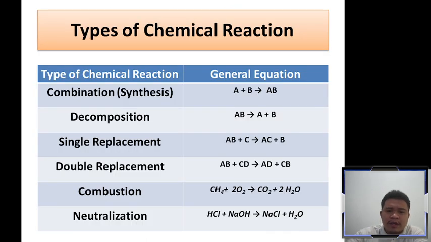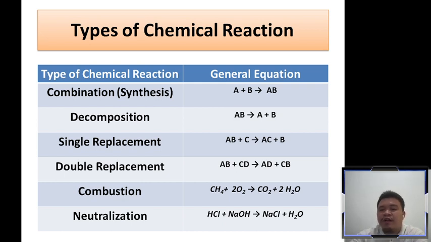Now there are mainly six types of chemical reaction, and they are denoted by these general equations here. So I want you to take note of these general equations. For combination, or what we call synthesis, A plus B yields AB. Decomposition reaction is the reverse of combination, wherein AB yields A plus B. Then we have the single replacement reaction, AB plus C yields AC plus B.